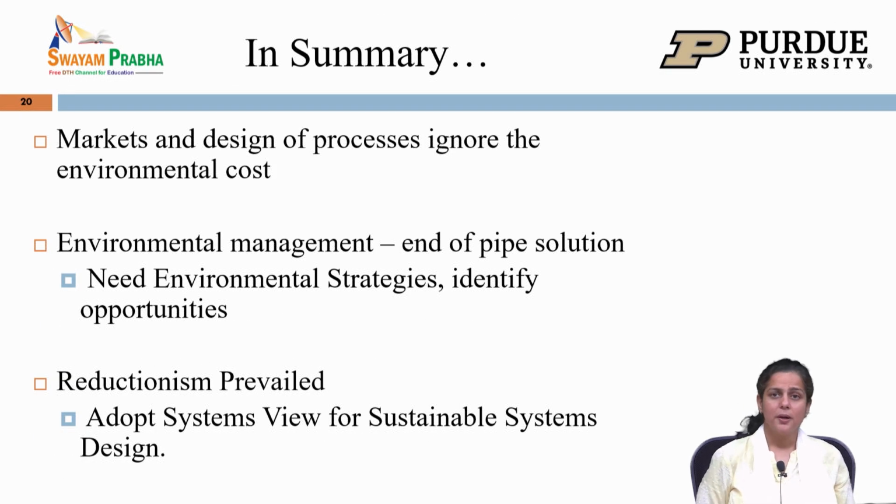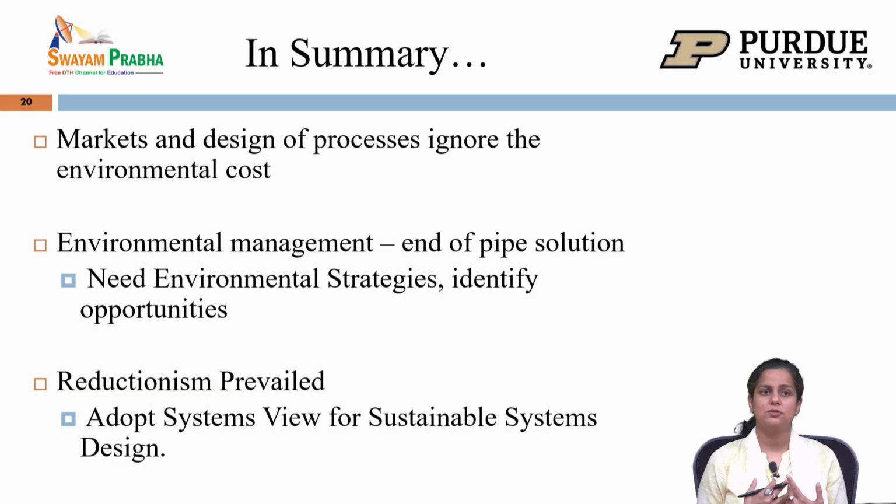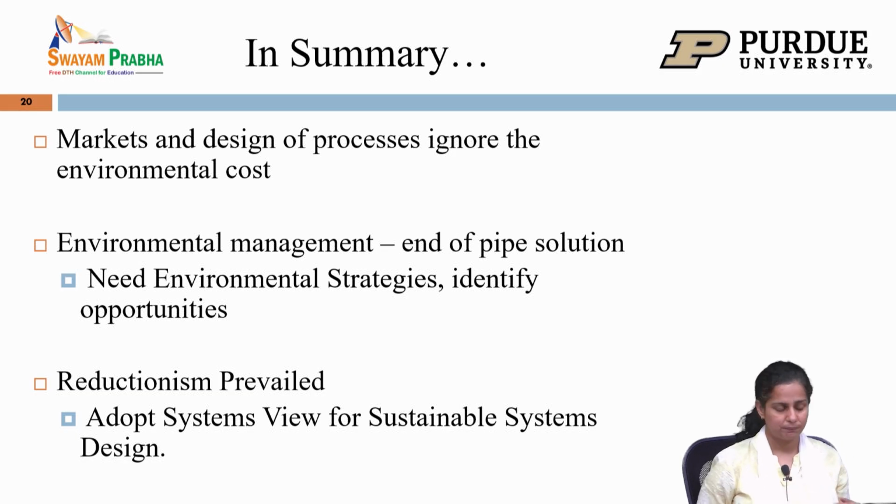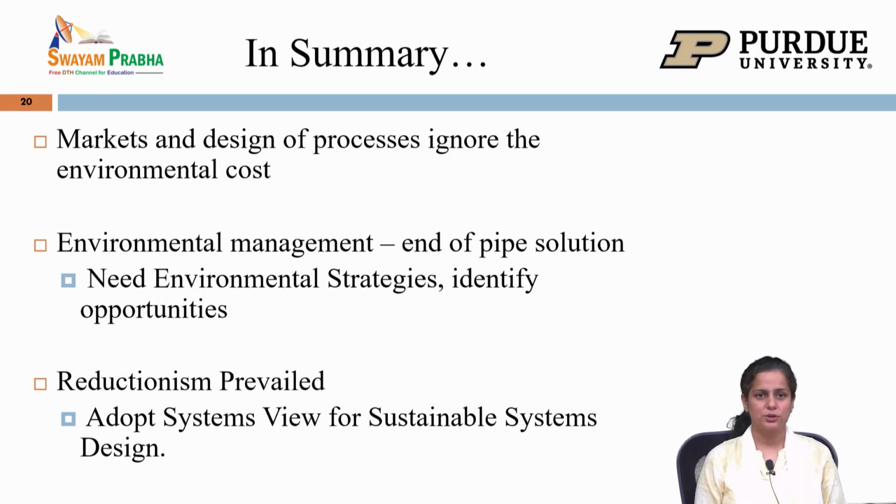In summary, most of the markets and design of processes and products ignore the environmental cost, and that is why we have been leading to unsustainable systems. We are mostly looking at environmental management, which is the end-of-pipe solution, and we also have reductionism prevailing. So, what we will be learning more in this course is to adopt a systems view for sustainable systems design. With this, we will get to two quick quiz questions that are based on this module.